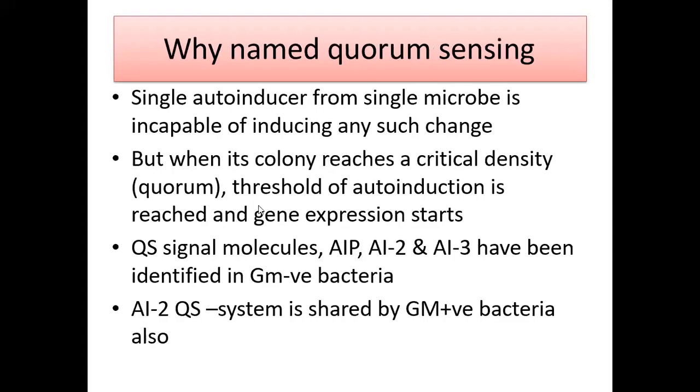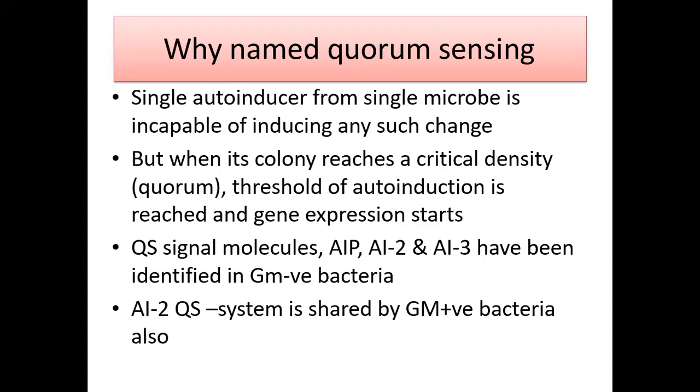So why is it named quorum sensing? A single autoinducer from a single microbe is not capable of inducing any such change. As I told you, a single bacterium is not enough. So the whole group of bacteria have to come together and secrete the molecules, called autoinducers, right? So it's called AI1, AI2, AI3.